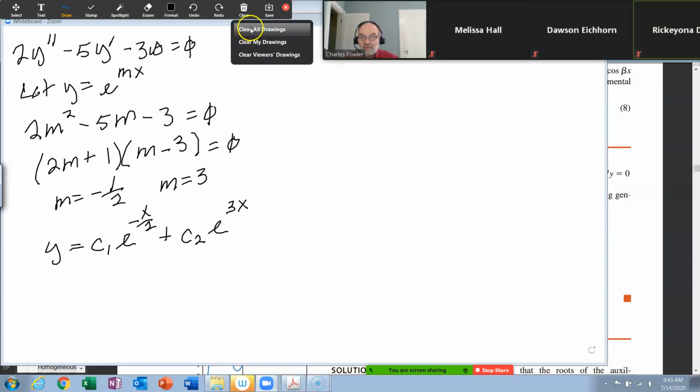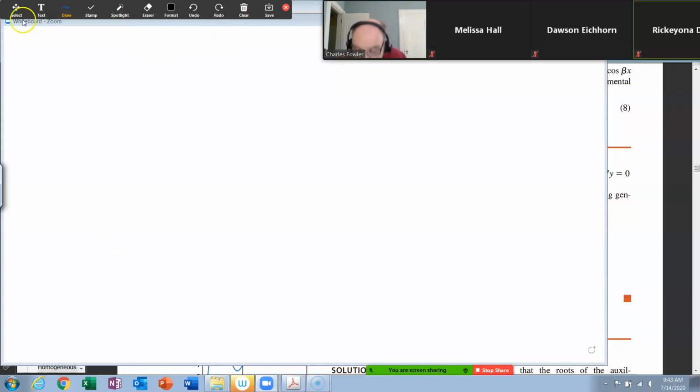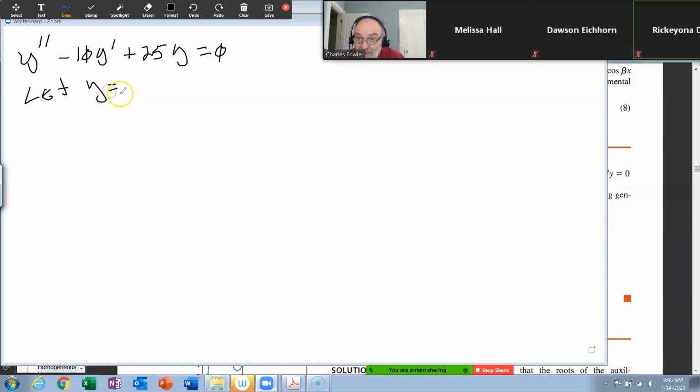All right, I'm going to clear that one, and let's do the second one, the B one. This one is y double prime minus 10y prime plus 25y is equal to 0. What's our assumption? Let y equal e to the mx. The book doesn't usually do this. I like to always put it in because I want to remind myself that's what we're going back to.